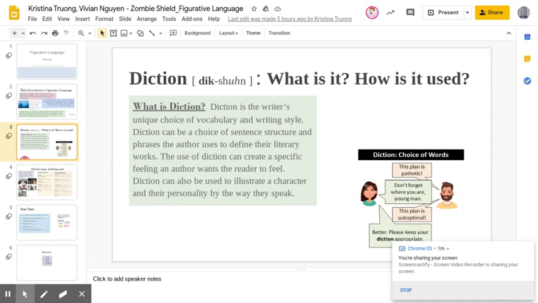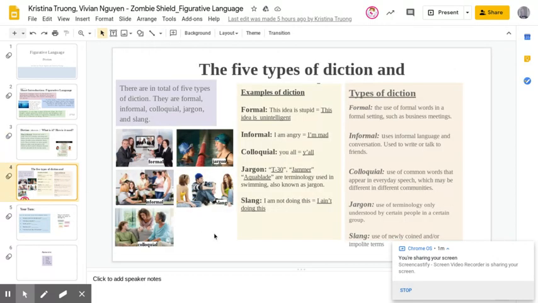Diction is the writer's unique choice of vocabulary and writing style. Diction can be a choice of sentence structure and phrases that the author uses to define their literary works. The use of diction can create a specific feeling an author wants the reader to feel. Diction can also be used to illustrate a character and their personality by the way they speak. In total, there are 5 types of diction. They are formal, informal, colloquial, jargon, and slang.